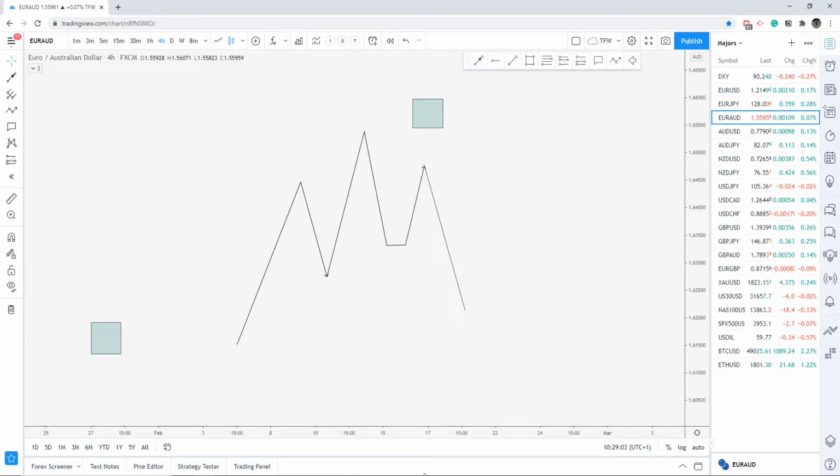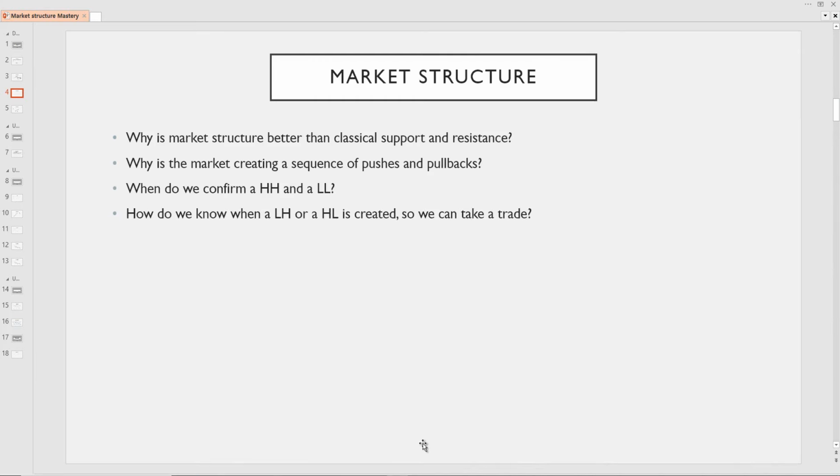I hope those very simple examples, a little bit silly from my side, are clear and you're understanding them so far. Next question: when do we confirm a higher high or a lower low?